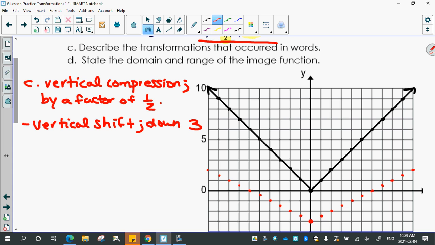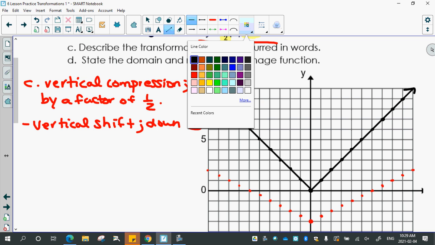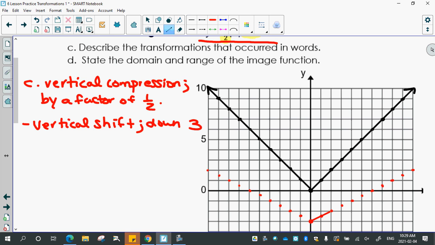Okay, and then draw that in with a ruler. Arrows on the ends. And then make sure that your words agree with your picture. So do we have it, is it compressed vertically, squished down this way? Yes. Okay, by half. And is it shifted down 3? Yes. Okay. And then D is usually domain and range.